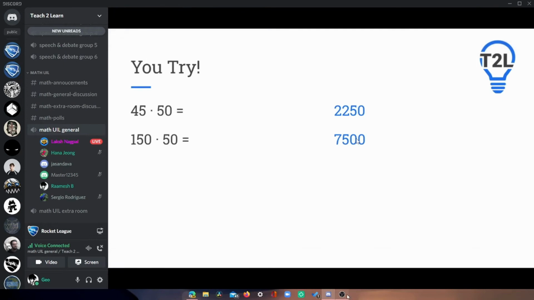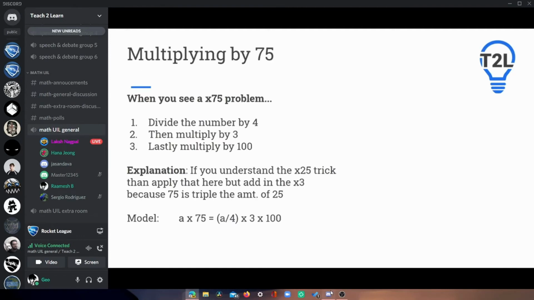Divide the number by 4, then multiply by 3, then lastly multiply by 100. So when you're multiplying by 75, you're going to divide the number by 4, multiply by 3, and then multiply by 100. Because in the 25 trick where you divide by 4 then multiply by 25, it's kind of like that, except since 75 is triple 25, you're also going to multiply by 3.